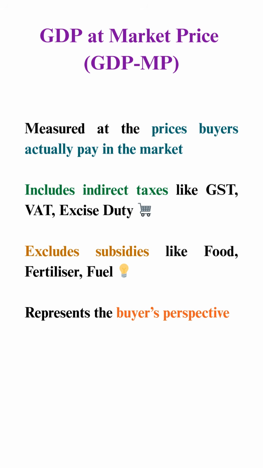Think about when you buy groceries or a new phone. The price you pay already includes indirect taxes like GST. So, GDP at market price is simply the value of all final goods and services at the prices buyers actually pay. But here's the catch: if something is cheaper because of government help, like food subsidies, fertilizer support, or fuel subsidies, those subsidies are excluded, because buyers don't pay that portion.